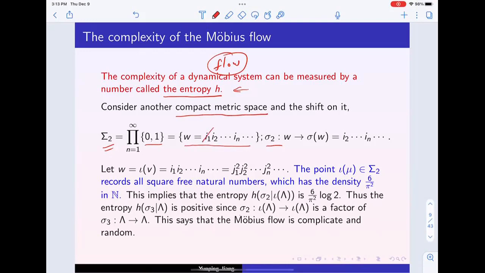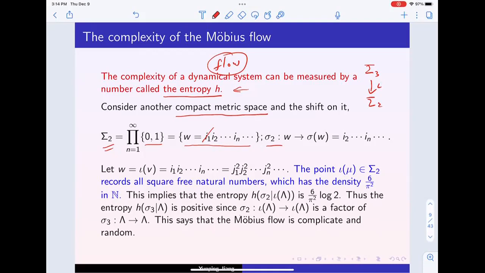That also means not the first digit, right? So now you can project sigma 3 into sigma 2 by iota, right? What do you mean by project? That means you take every digit by square. Then if you take everything as square, it becomes 0, 1, 0, 1, right?